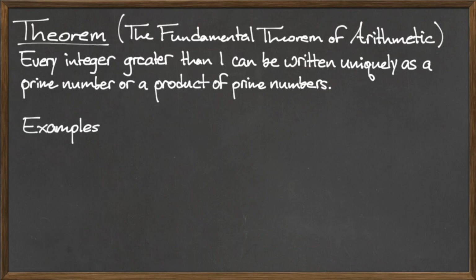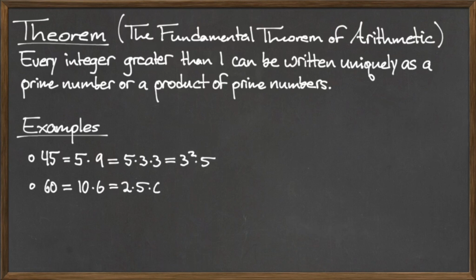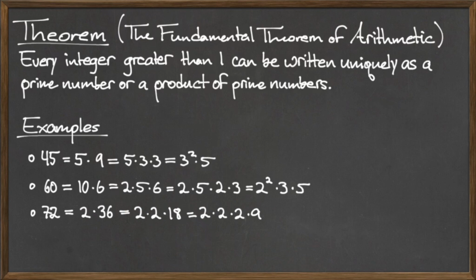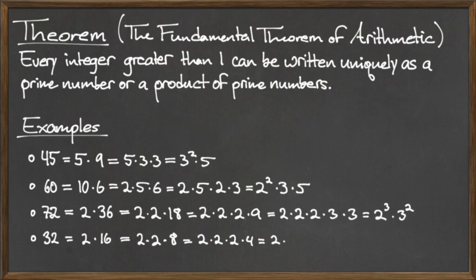For example, the number 45 is equal to 5 times 9. 5 is a prime number, but 9 is not. However, we can write 9 as 3 times 3, and 3 is a prime number. So, the number 45 is equal to 3 squared times 5.